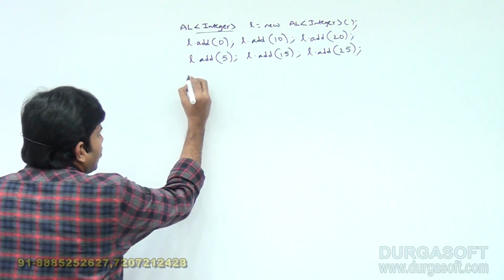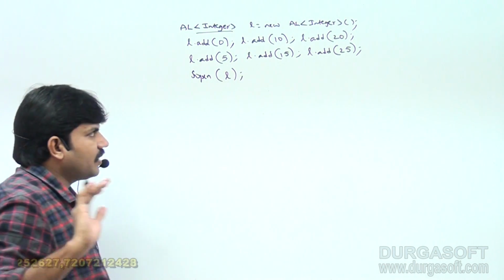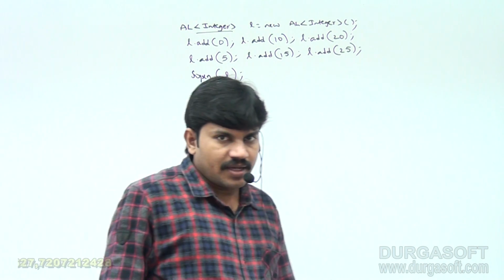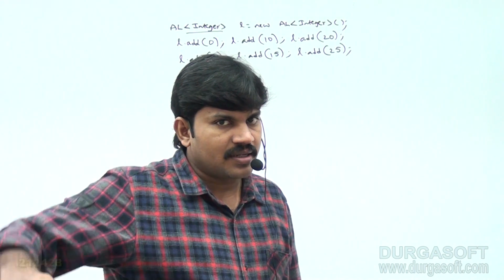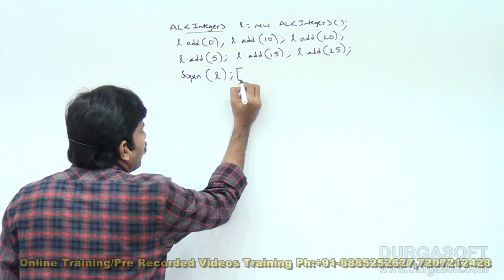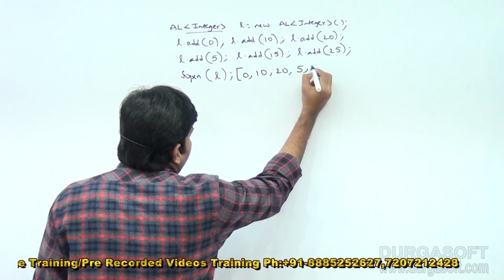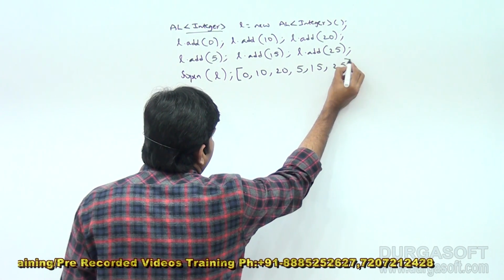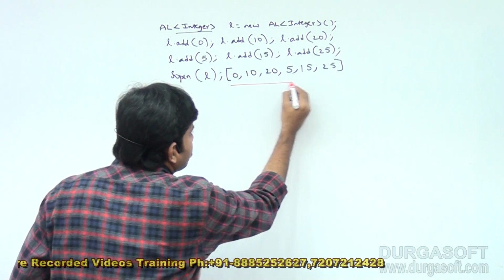If I print System.out.println of L, what is the answer we will get? I created which collection? ArrayList. ArrayList insertion order will be preserved. Yes. That's why what answer by default are we going to get? 0, 10, 20, 5, 15, 25. This is the answer by default we are going to get.